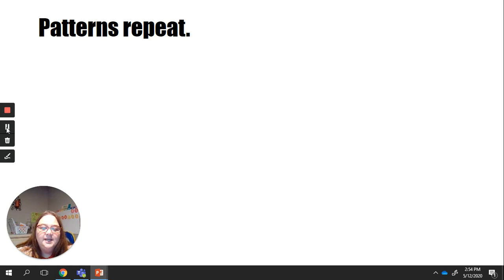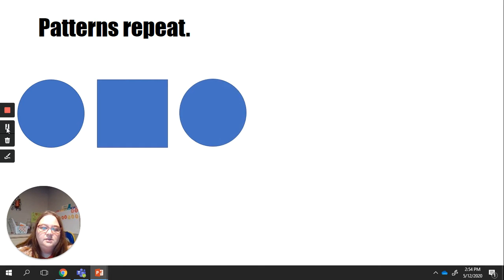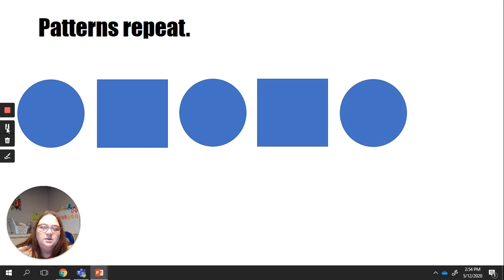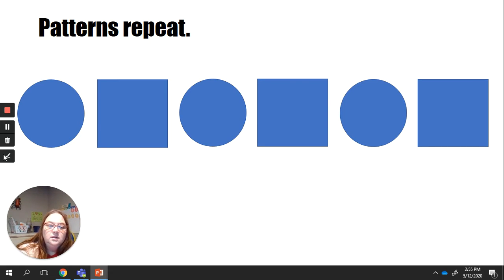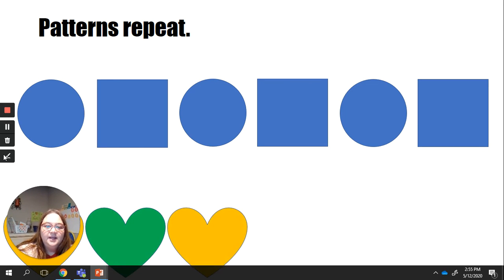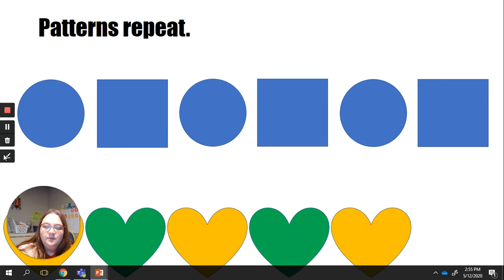Patterns repeat. Let's say, can you say that word repeat? Repeat. Patterns repeat. It means it happens again. Look at this right here. We have a circle, square, circle, square, circle, square. Those shapes repeat. They keep happening again. Let's see what other pattern we can find. Yellow, green, yellow, green, yellow, green. Do those colors repeat? They do, so that must mean they're a pattern.